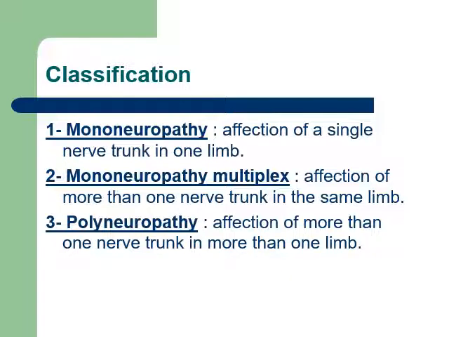According to the nerve affected, we do have mononeuropathy, in which only a single nerve trunk is affected, or multiple mononeuropathies, sometimes called mononeuropathy multiplex, if we have more than one nerve trunk in the same limb, or if we have affection of more than one nerve trunk in more than one limb, it's called polyneuropathy.